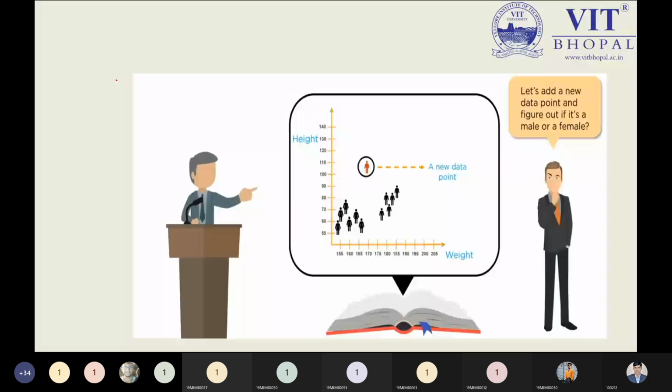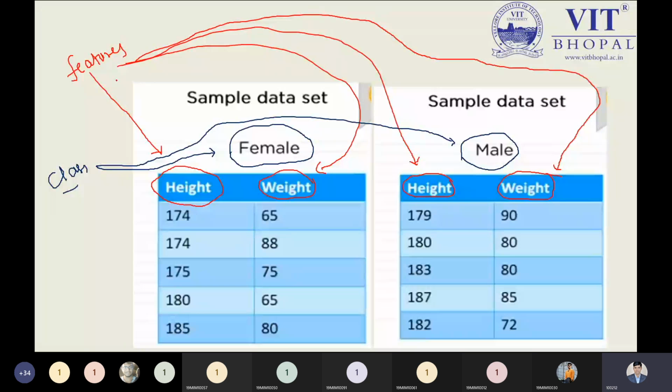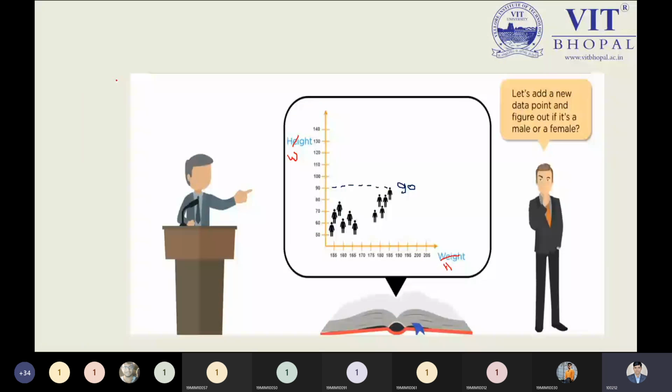You can observe from the data set mentioned here, height and weight. If you're talking about the female, the height ranges from 174 to 185, and the weight from 65 to 80. You can observe that 88 is the maximum weight. So for understanding, I can assume this would be our 88 maximum.